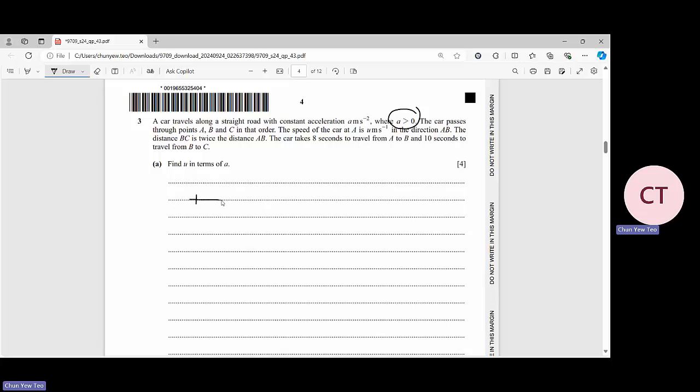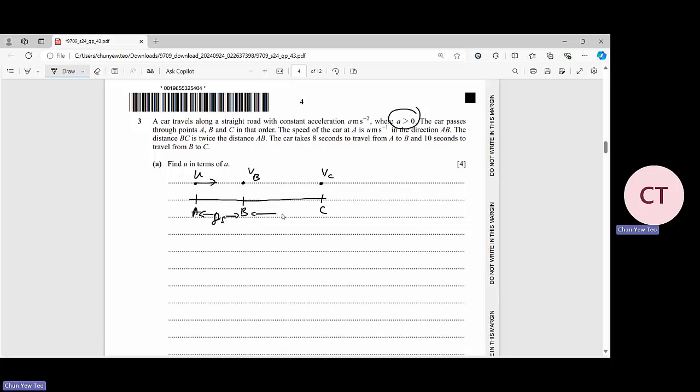So we have a diagram here. We have A, we have B, we have C. So you start from here with the speed u, going in this direction. This is the speed at B. Now after here you reach here with the speed at C. The car takes 10 seconds, X seconds, sorry.